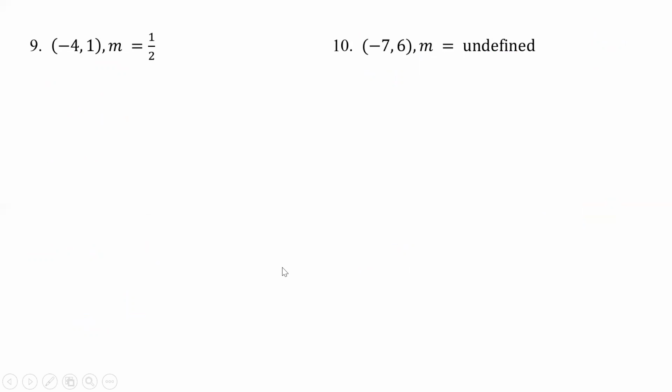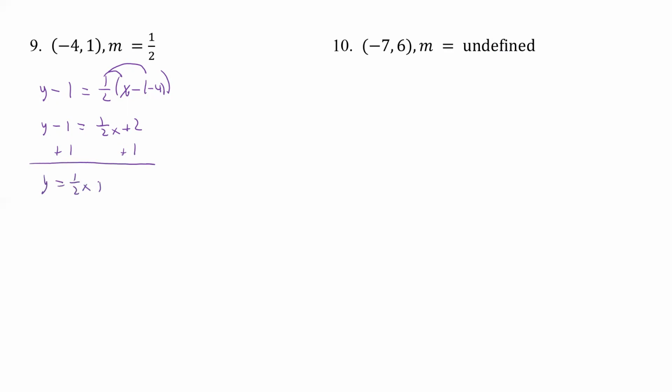All right, how about here? Again, we're going to say, well, y minus 1 equals 1/2 times x minus a negative 4. Well, y minus 1 equals, and now we're going to distribute, and that's going to be 1/2 x. That's going to be a plus 4 times a half, so it's going to be plus 2. Now we'll add 1 to both sides, and so we get y equals 1/2 x plus 3.